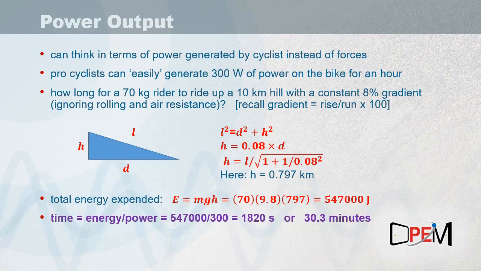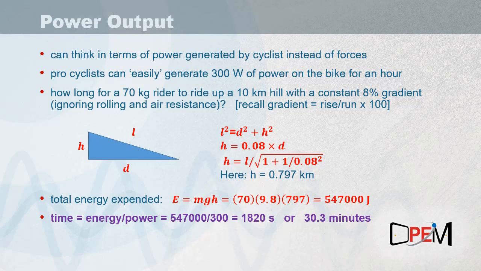And so for pro cyclists, I think it's relatively easy for them to generate 300 watts of power continuously over a period of an hour. And so then what we want to think about in this example is if they're doing that while riding up a hill that's 10 kilometers of riding distance long with a constant gradient of 8%, and in this simple case, we choose to ignore rolling and air resistance, and if the rider is 70 kilograms, then how long will it take the rider to get to the top of the hill?